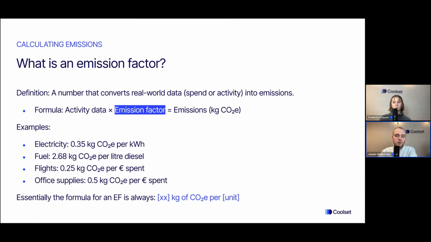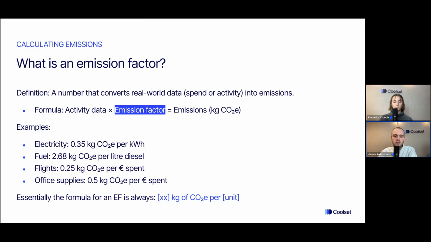So either you get the data from the flight company that tells you how much kerosene is attributed to your trip, and you can do that in a standardized manner so that all of your employees can track that, and you can register that in the carbon accounting platform. Or you go one step before and you say, well, I flew from Amsterdam to Berlin, which is around 600 kilometers, and that gives a certain emission factor based on kilometers instead of on euros. Then the last emission factor here is also spend-based, so that's office supplies, 0.5 kilogram of CO2 per euro spent.